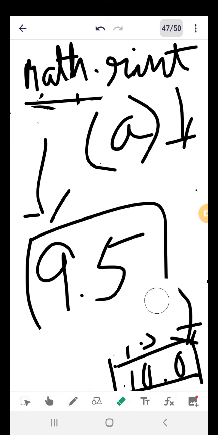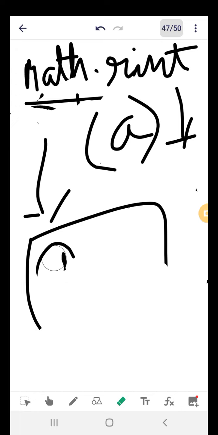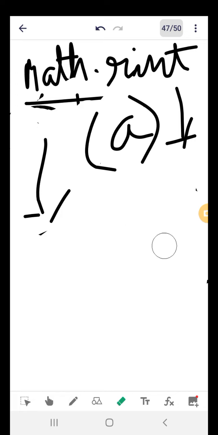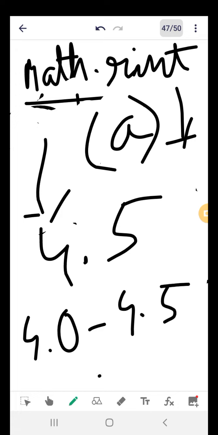But this time also the answer will be 10.0 only, but there is an exception. A few exceptions are there. For example, if it is 4.5, now what will the answer be? Now guess what the answer will be. Let me mark the points. You might guess it will be 5.0.